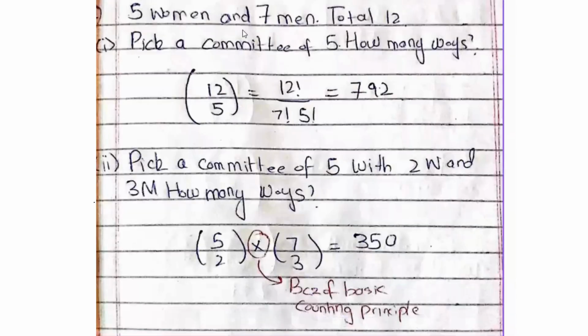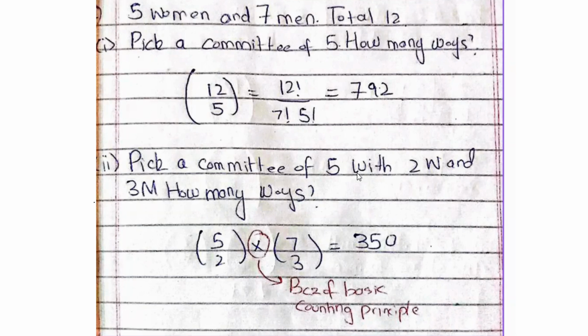So now let's say we have 5 women and 7 men. Let's do another example. So we have these 12 people. We want to pick a committee of 5. How many ways can we do that? We know it's 12 choose 5, which in terms of factorials is 12 factorial divided by (12 minus 5), which is 7 factorial into 5 factorial.